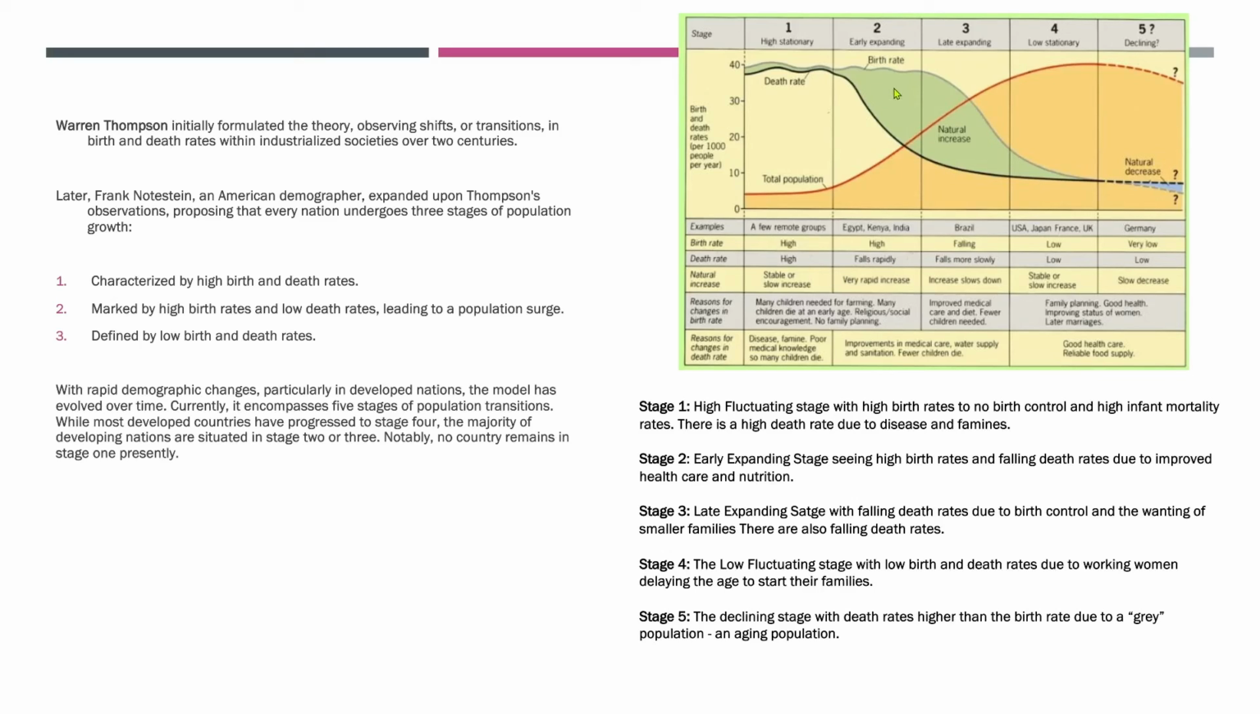We have stage 2, early expanding, which is the birth rate being high and the decrease in death rate. So now you're looking at a surge right here. And where you'd see an improvement in medical care, which would impact the decrease in deaths. It would have to be an improvement in medical care, water supply, and sanitation. So fewer children are dying now, right?